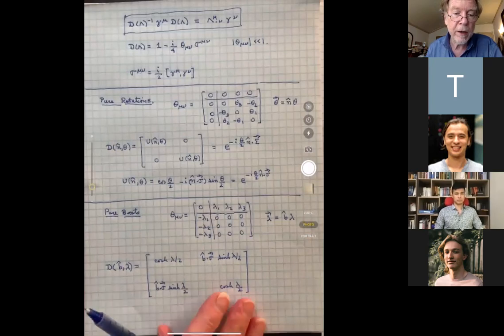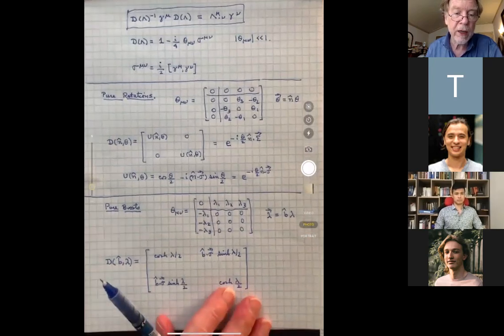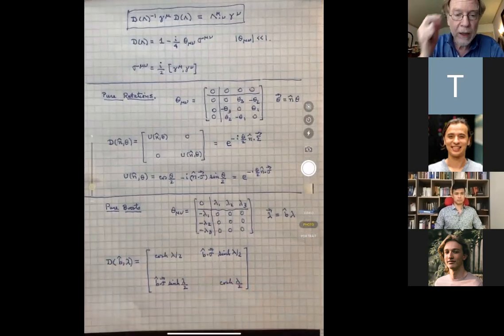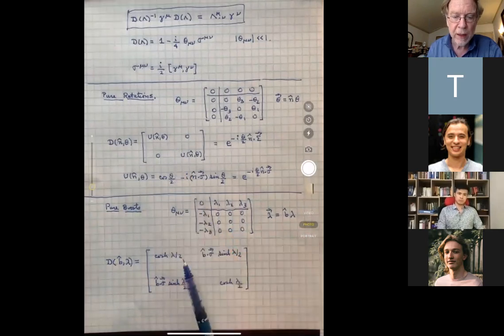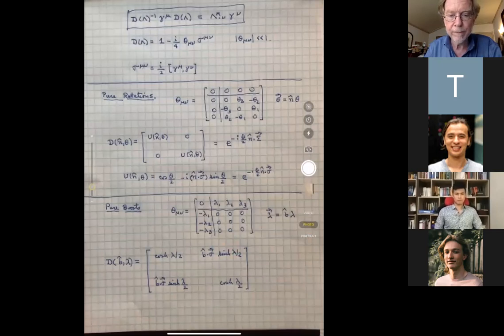Then we use the theorem that an arbitrary proper Lorentz transformation can be uniquely factored into a rotation times a boost. And using that theorem, it's possible to multiply one of these matrices, these rotations, times one of these pure boosts in order to obtain the D matrix for an arbitrary proper Lorentz transformation.